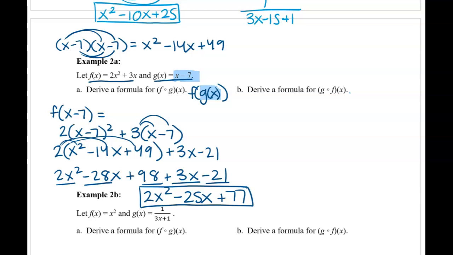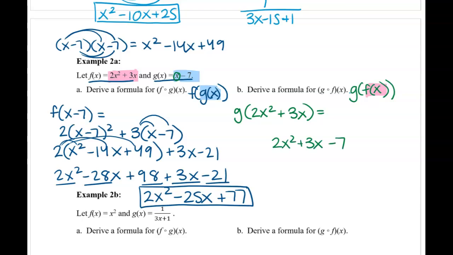So now g of f of x. So instead of f of x, we'll put 2x squared plus 3x in there. So g of 2x squared plus 3x, which is just, instead of that x, we have 2x squared plus 3x. So this really just equals 2x squared plus 3x minus our 7. Sometimes, you know, one way or the other is much simpler, like that second one. G of f was easier than f of g.